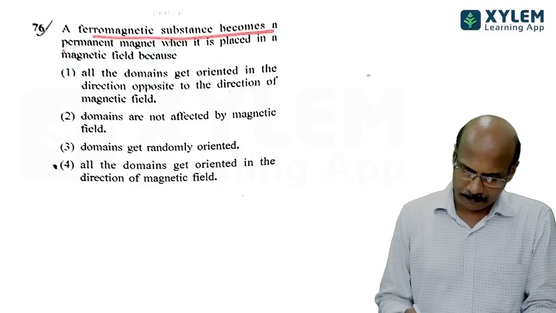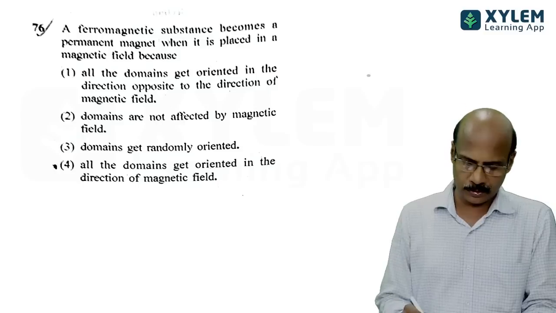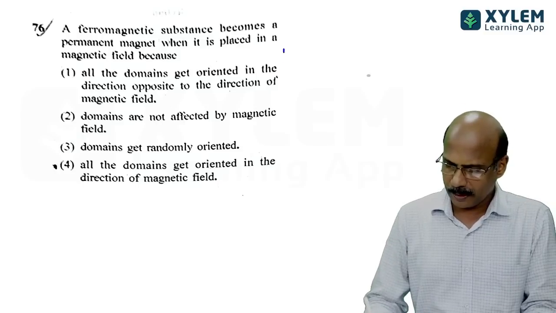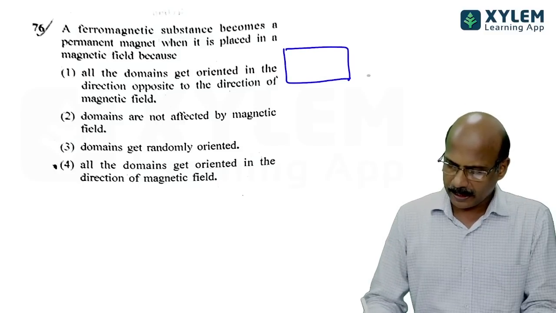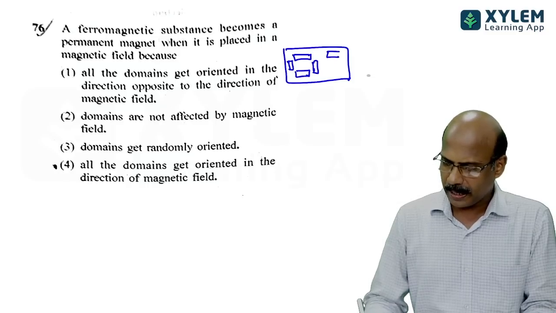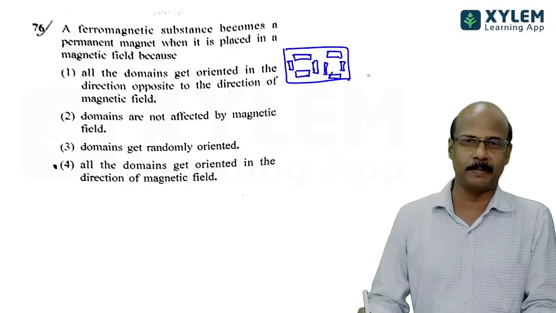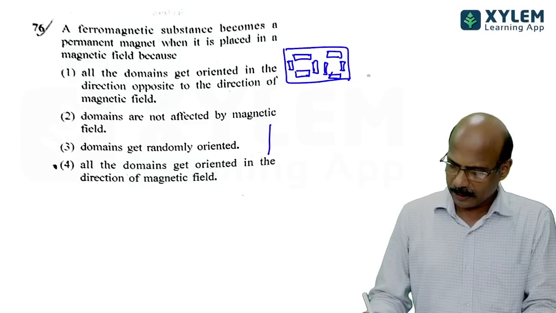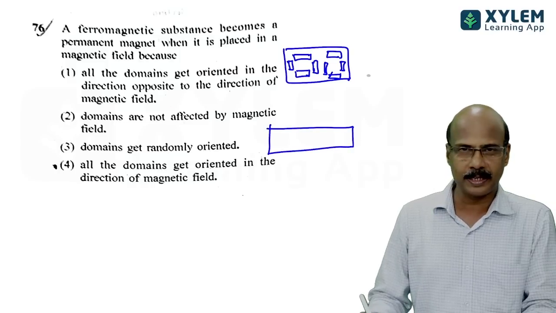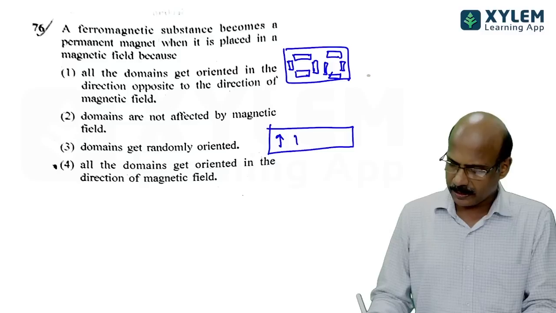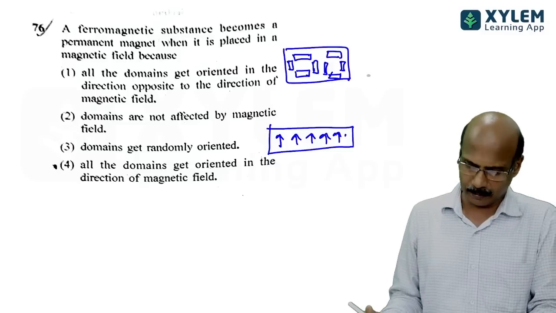Ferromagnetic substance becomes a permanent magnet when it is placed in a magnetic field because, you know, in ferromagnetic substances the magnetic domains are there, but in the absence of an external magnetic field the magnetic domains generally form a closed loop, so there is no net magnetic moment. Suppose you are placing it in an external magnetic field, they align in a particular way so that it possesses a strong net magnetic moment.